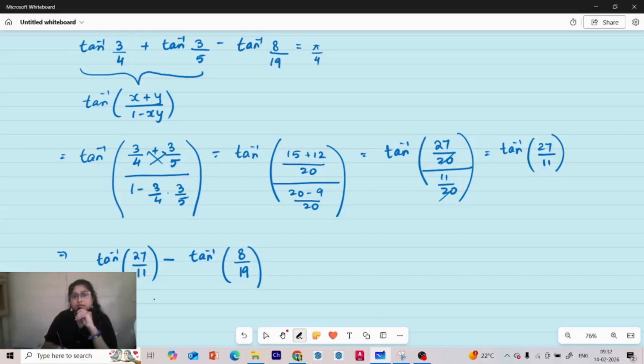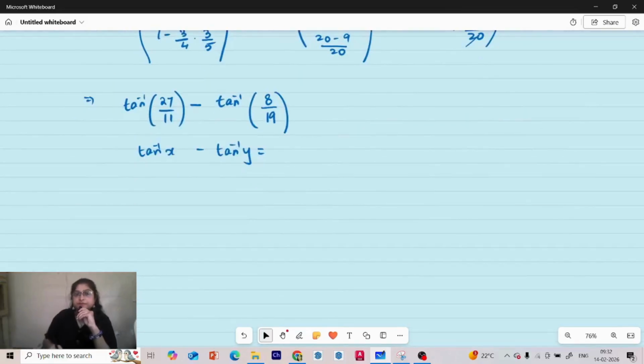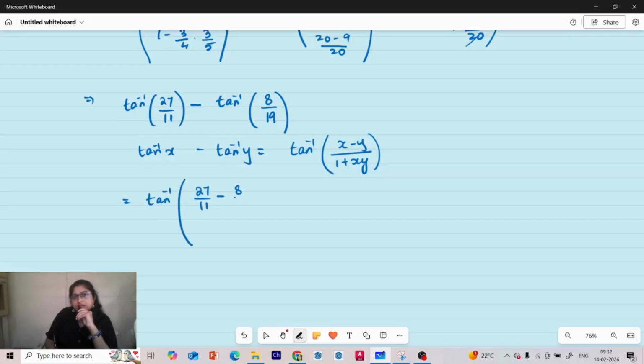Okay, and so what do we apply to this? It is in the form of tan inverse x minus tan inverse y, which is equal to tan inverse of x minus y by 1 plus xy. So let's just replace that. Replace x with 27 by 11, minus y replaced with 8 by 19, whole divided by 1 plus 27 by 11 into 8 by 19.